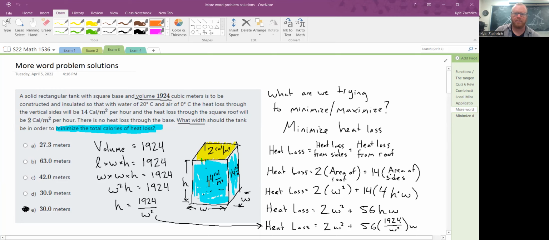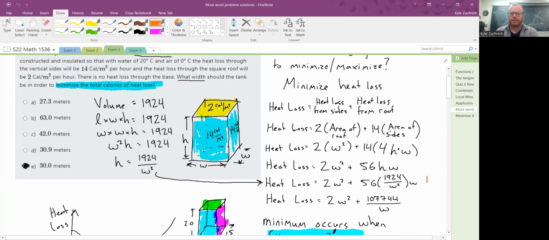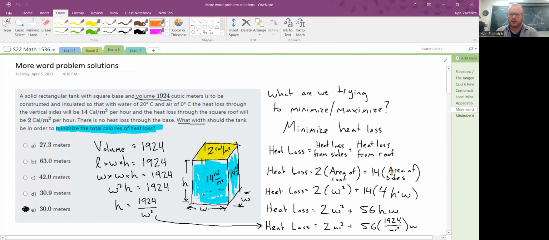They're telling us that these sides lose heat at 14 calories per meter squared. This loses heat at 2 calories per meter squared. That's sort of like the dark and light window, right? They're letting out different amounts of light.